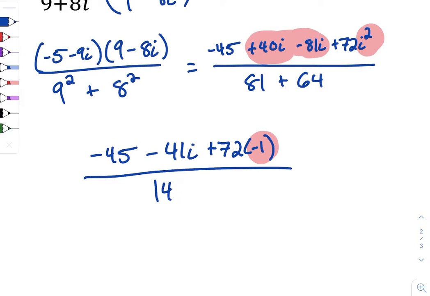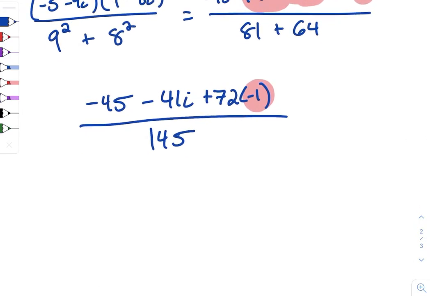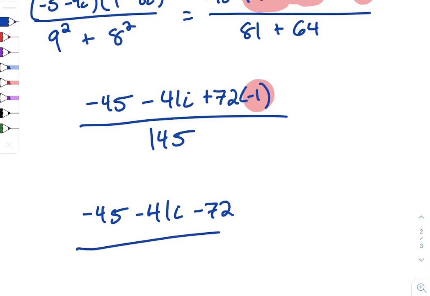81 plus 64 is 145. And then I can keep simplifying because this 72 times negative 1 is going to make that a negative 72. Right, so basically i squared changes the sign on whatever has an i squared. So this is going to become a minus 72.